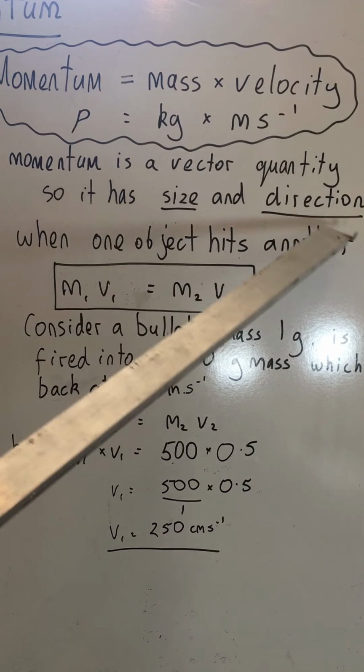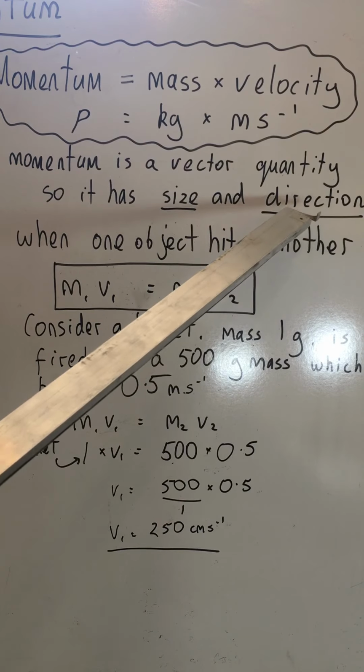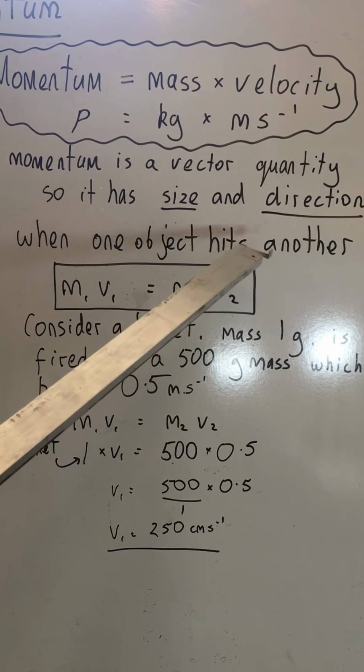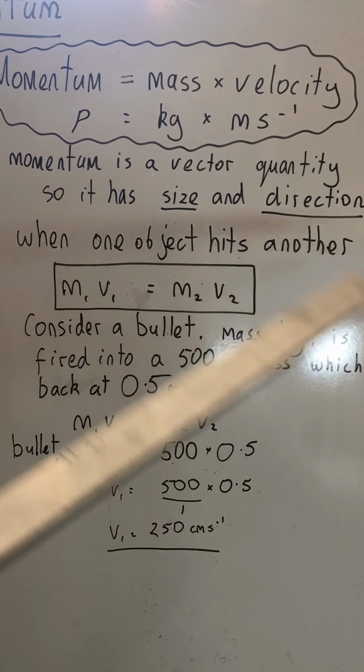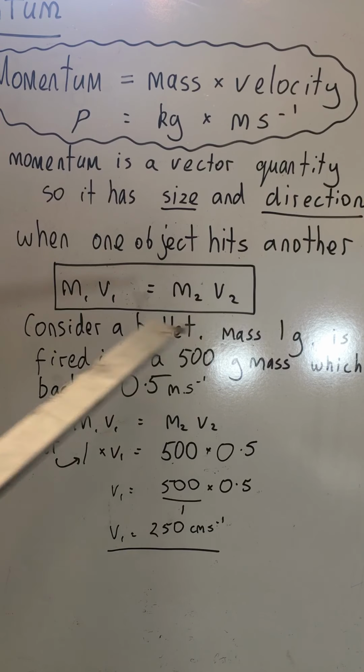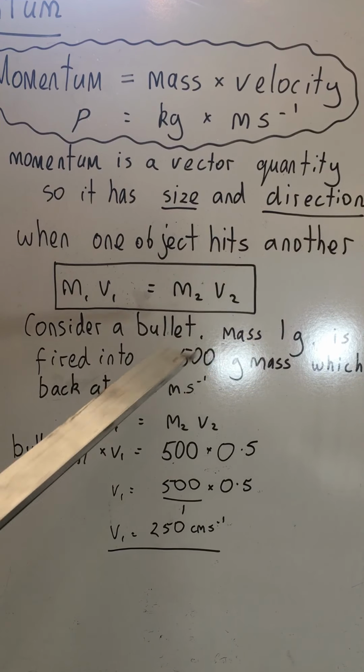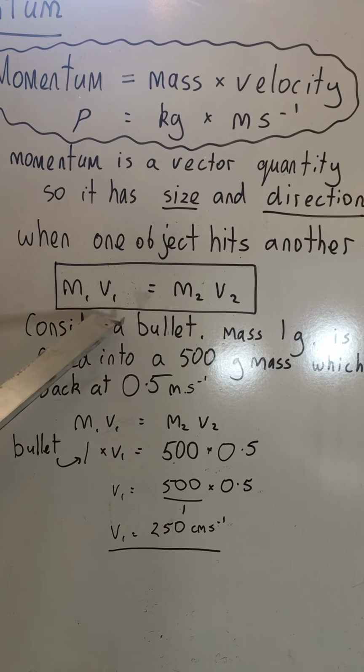Now that's another important one to remember, particularly if you've got 2 momentums to deal with and the objects are going in different directions or the same direction. So when one object hits another object, we can say m1v1, the mass and the velocity, equals m2v2. And that's what we were trying to do over here. And hopefully without the sun getting too far in our way.